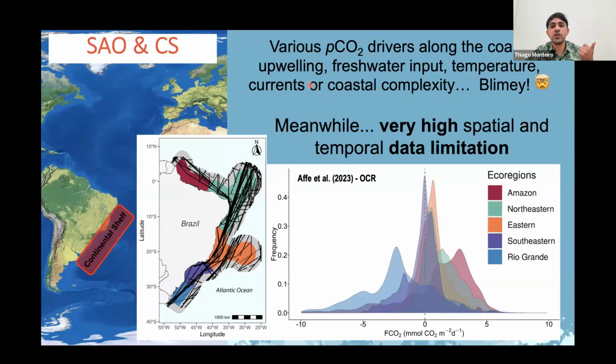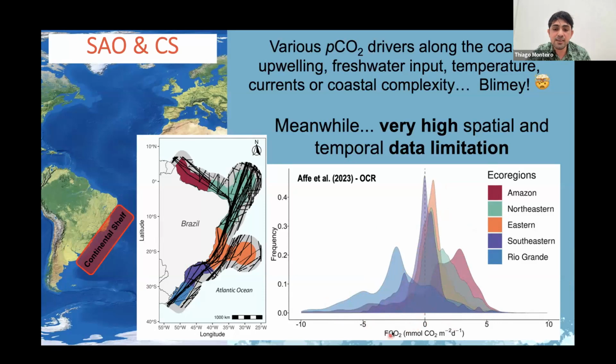We have, for example, the influence of upwelling systems, freshwater input from rivers, temperature change in some regions, essentially in the south, and currents and coastal complexity. All of these processes influence different regions, and in some regions, all of them act together to change the pCO2. Meanwhile, the very important highlight in this paper is that there is a very high spatial and temporal data limitation in this region.